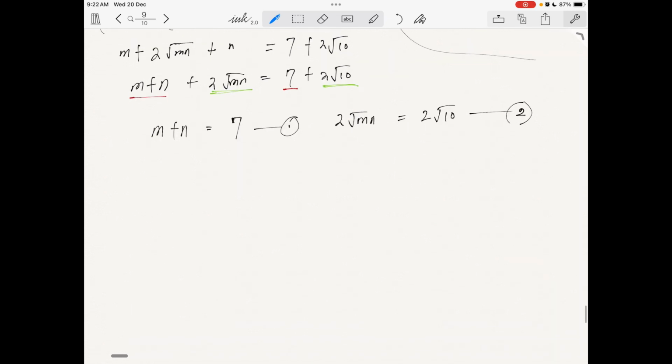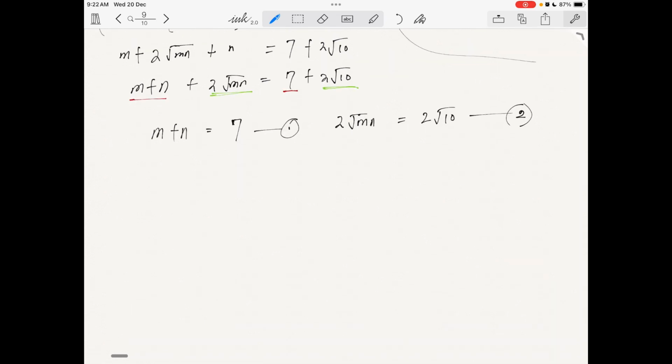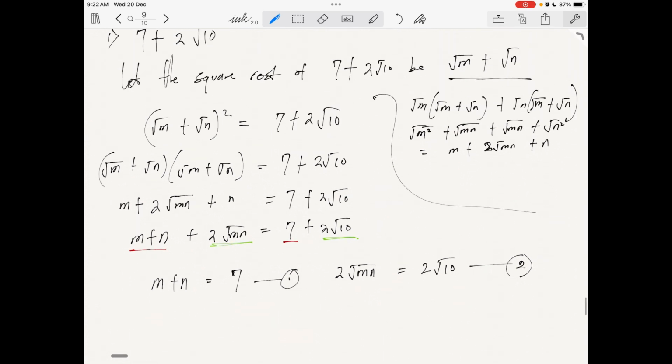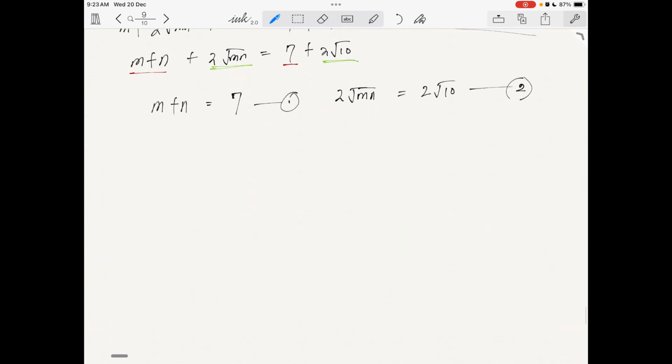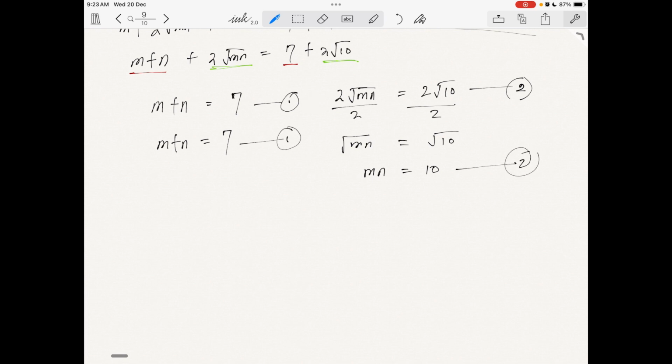So all we are going to do is solve these two equations, and when we solve them, we put them back into root m plus root n, and we'll have the square root of the number. So let's solve the equations. We know that m plus n is equals to 7, and if we divide both sides of the second by 2, we have root mn to be equals to root 10. Therefore we are saying mn is equals to 10. We can call this equation 1, and this is the extension of equation 2. Right now we are solving simultaneous equations.